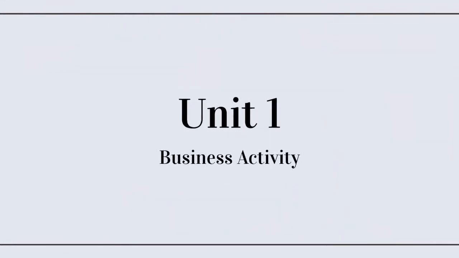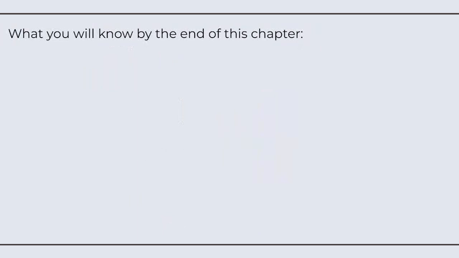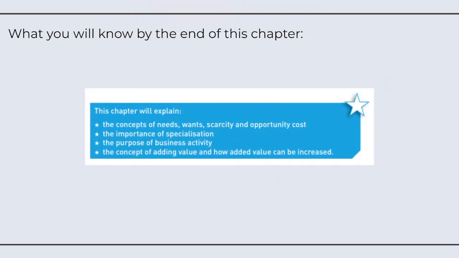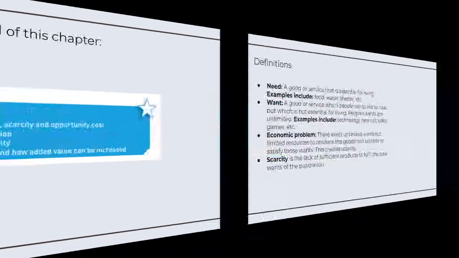Okay, Unit 1 is business activity. So just a quick summary of what you would know by the end of this chapter. This chapter will explain concepts of needs, wants, scarcity, and opportunity cost, the importance of specialization, the purpose of business activity, and the concept of adding value and how added value can be increased.